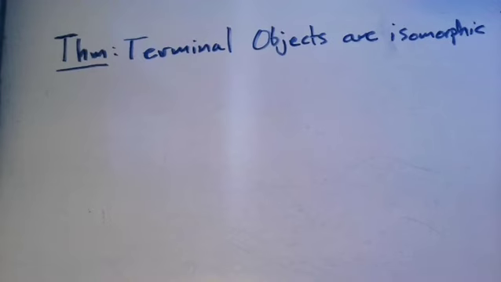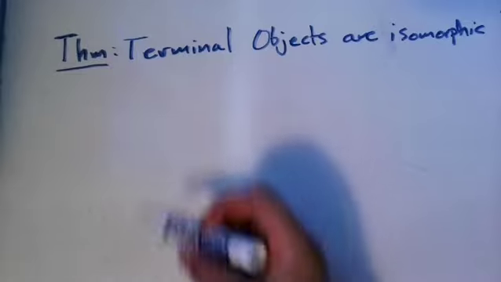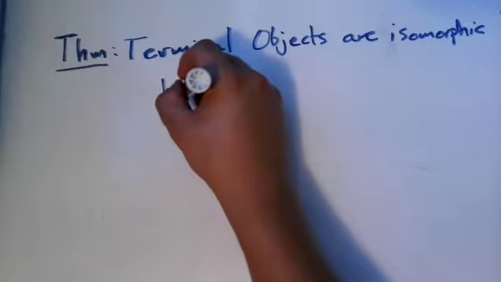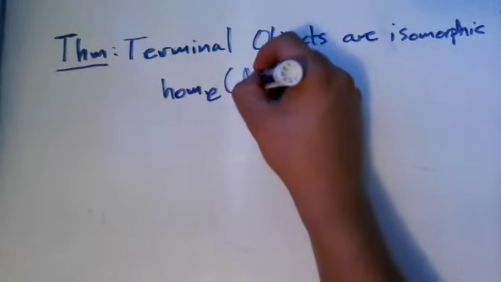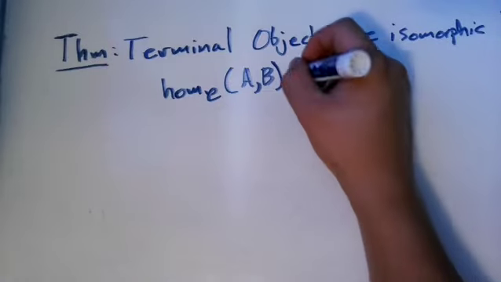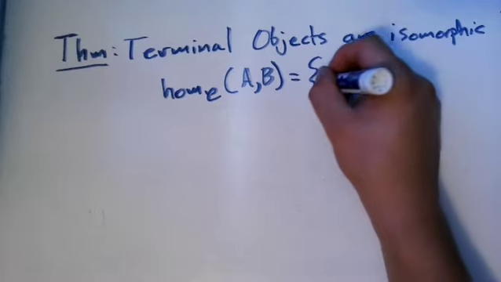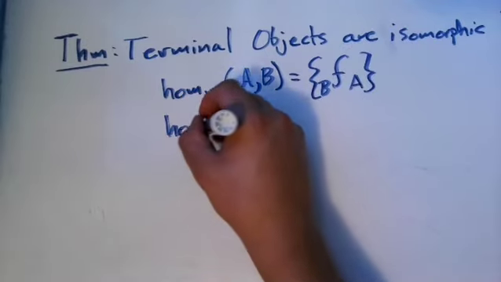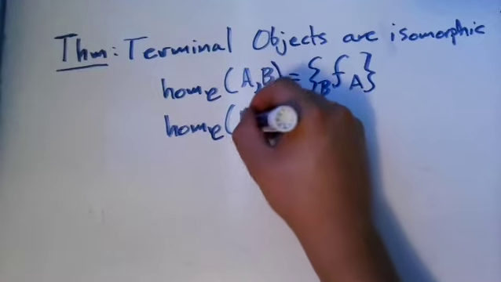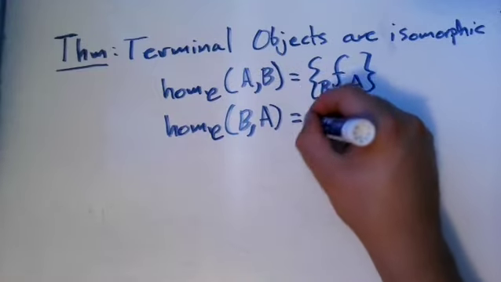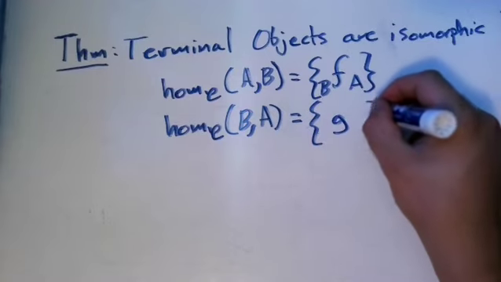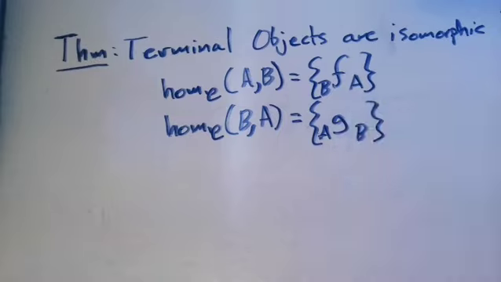Finally, an almost identical argument shows us that terminal objects in a category are also isomorphic. And of course, this is because in the same way, the hom set from A to B for two terminal objects A and B will correspond to just a single morphism from A to B. And the same from B to A, call it G. And from here, the exact same argument applies, showing that any two terminal objects are isomorphic.